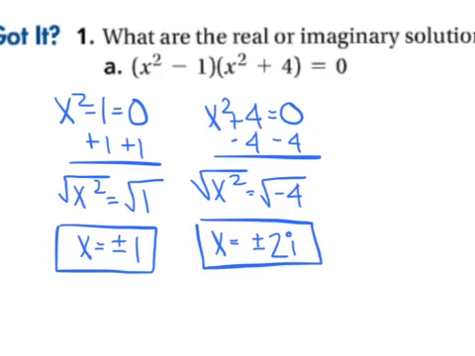I have a question for you guys. How else could I have solved this right here, the x squared minus 1? How else could I have solved that to get the same answers, plus and minus 1? I think it's easier this way. You guys probably do too. But there's another way I could have solved that by factoring, even though it's not a trinomial. And it's not the quadratic formula. I could factor that a certain way.